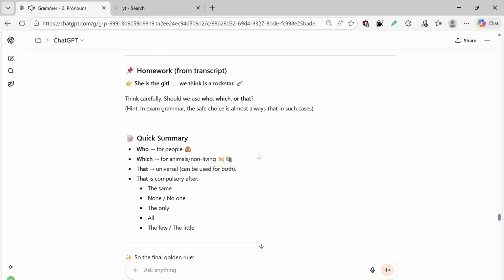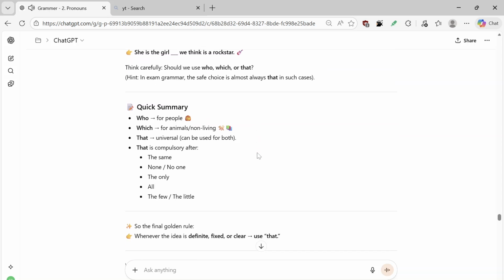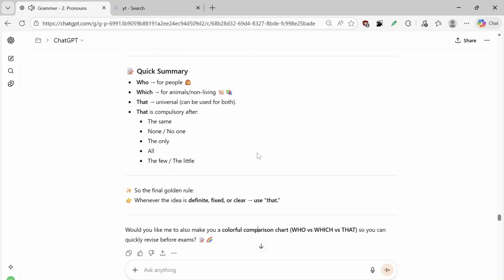She is the girl we think is a rock star. Think carefully. Should we use who, which, or that? Hint: in exam grammar, the safe choice is almost always "that" in such cases. Quick summary: who for people, which for animals and non-living things, and that is universal, can be used for both.